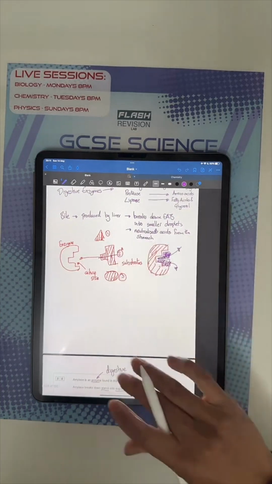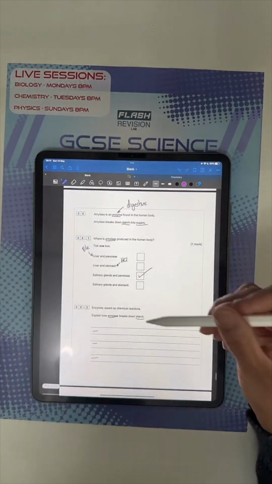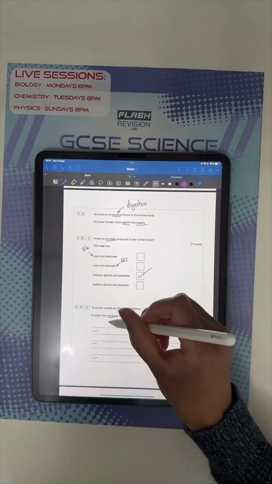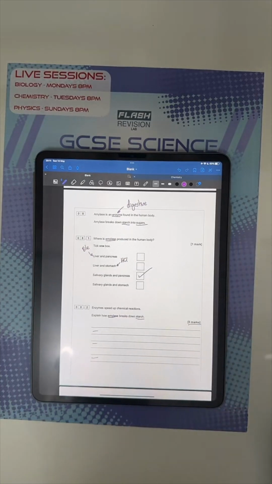So let's try and apply this to this question. 3 marks. Enzymes speed up chemical reactions. Explain how amylase breaks down starch. So what's the substrate here? What's the substrate in this question?